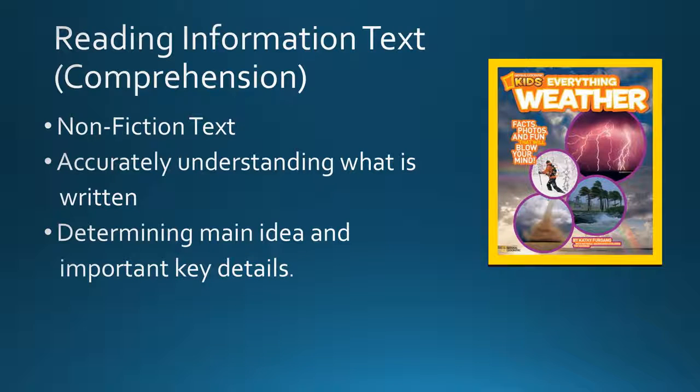Reading informational text comprehension is the next area on the report card, and this is our nonfiction or true or real text. We are looking to see that students accurately understand what they've read and what is written. We also look to see that they can determine the main idea and find important details of each section of the text. And then as they get older, they put those sections together to come up with a main idea for the overall part of the text.